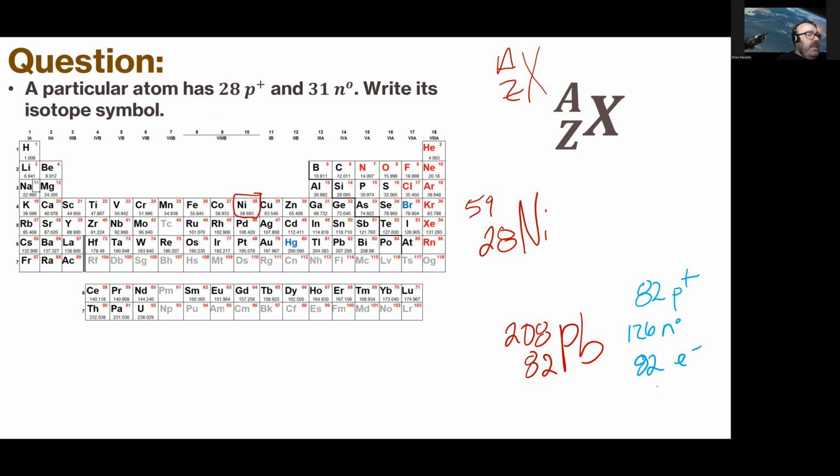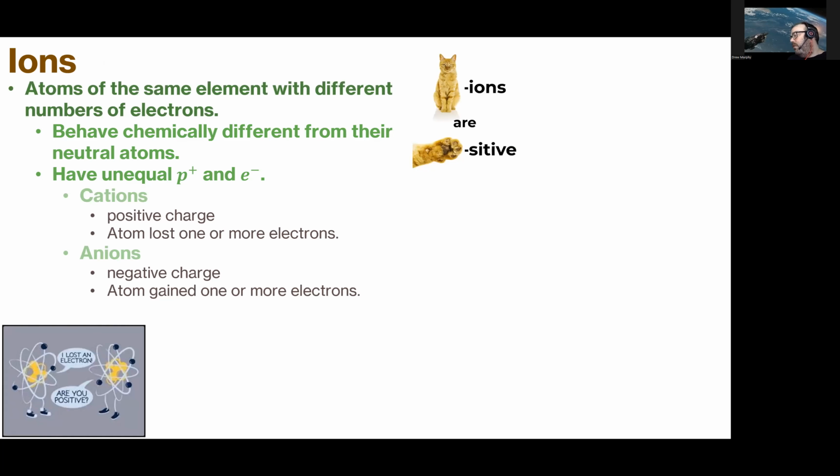Now, if we're not dealing with a neutral atom, then we're dealing with an ion. An ion has a charge. It has a charge because it doesn't have the same number of protons and electrons. They're going to behave chemically different than the neutral atoms. There's a lot of chemistry in here that we're going to dig into throughout the course. What I'm getting at is we're just going to introduce this idea of ions so we can deal with it later too. They have unequal amounts of protons and electrons, and this happens because they've either gained or lost electrons.